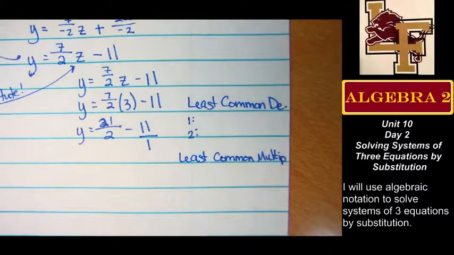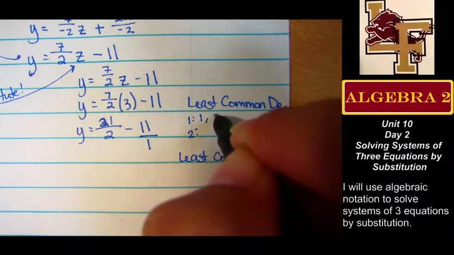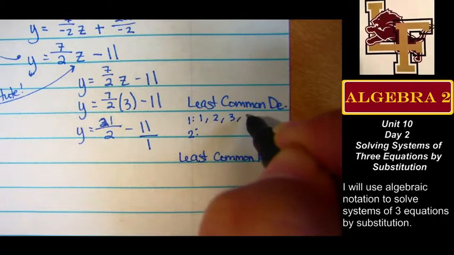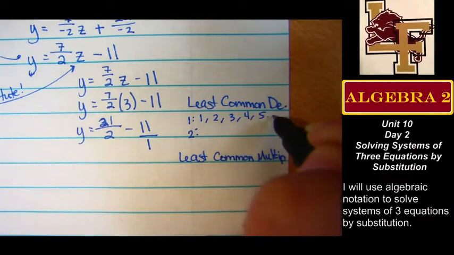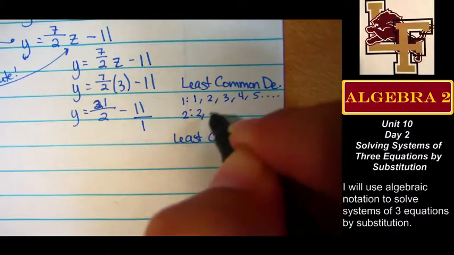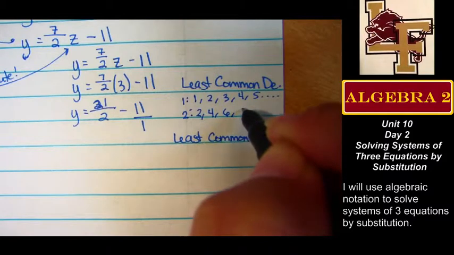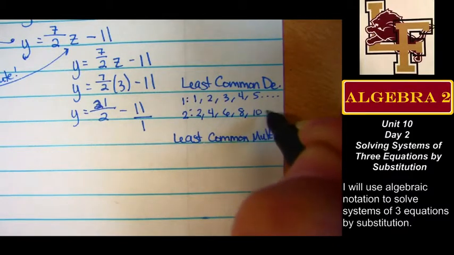Least common multiple is you take a number and you start multiplying it by a bunch of numbers and you just jot down your answers. So 1 times 1 is 1, times 2 is 2, times 3 is 3, times 4 is 4, times 5 is 5. All right, I'm already bored. I'm going to stop. 2 times 1 is 2, times 2 is 4, times 3 is 6, times 4 is 8, times 5 is 10. I'm bored again. I'm going to stop.